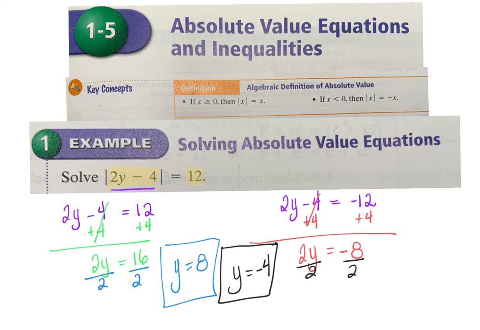And you can go back and plug them in, and you will see that if you plug in an 8, you will have 2 times 8 is 16 minus 4 is 12. The absolute value of 12 is 12. Plug in a negative 4. 2 times negative 4 is negative 8. Negative 8 minus 4 is negative 12. And the absolute value of negative 12 is positive 12.